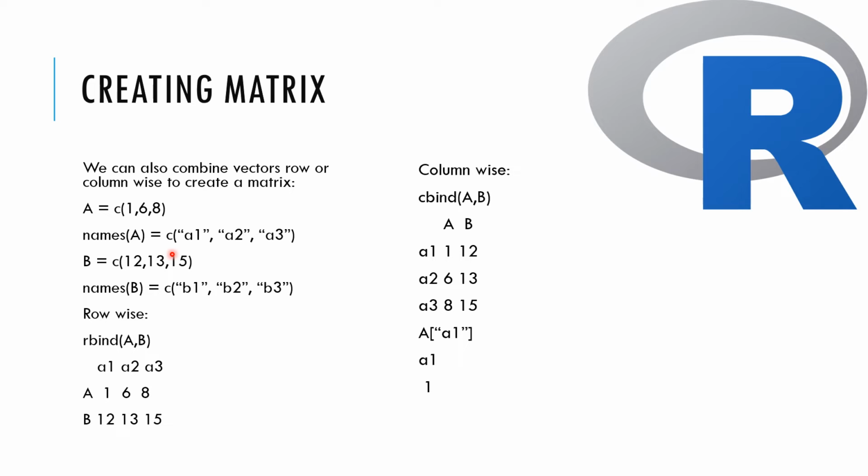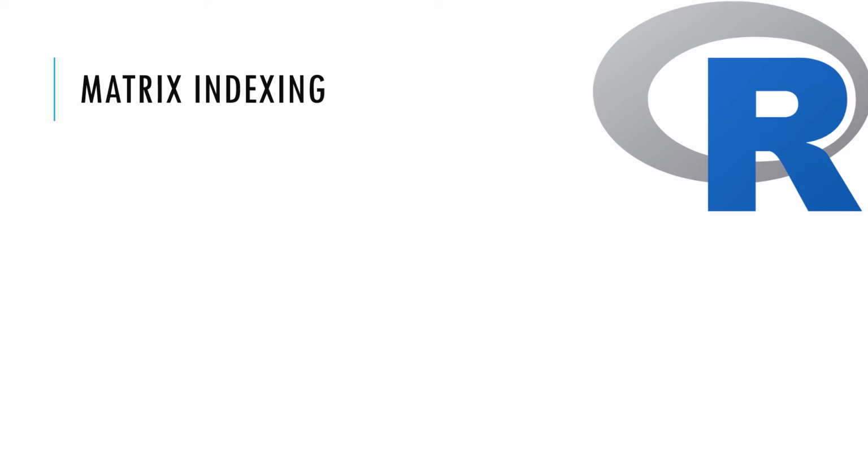So in case you want to display the elements of any vector by their respective name, you can just use the square bracket and use that particular name corresponding to that element, and it will display that particular value. So matrix of course takes the names of the vectors as discussed.